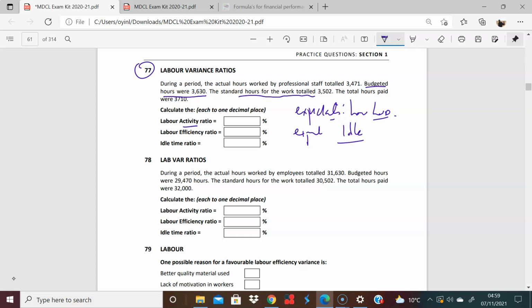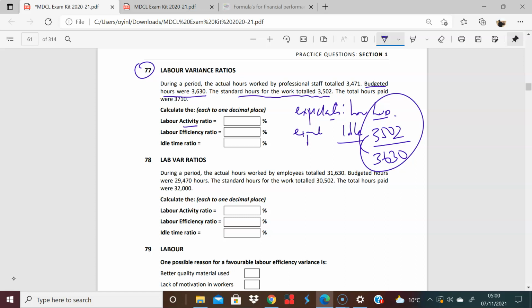Yes, the standard hours to make a certain output is 3,502, but you don't create a budget for 3,502. You know they're going to need to relax a little, have some air, take a few breaks. So you budget a bit of an excess of that, and that budget is 3,630. So you expect this degree of activity, and it's just an expectation. In effect, you could argue that you expect an idle time variance of the difference over 3,630.